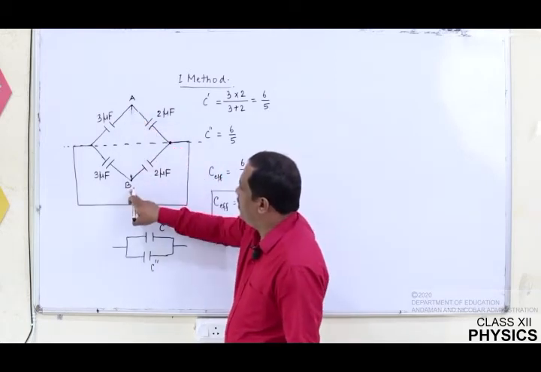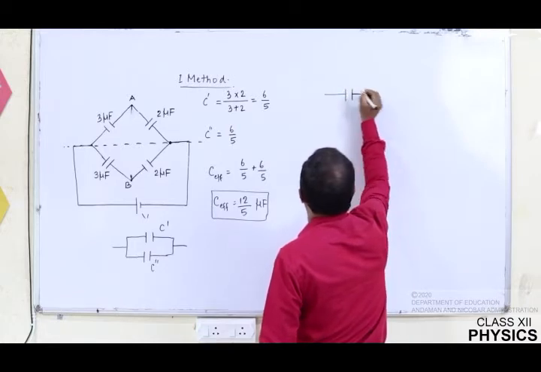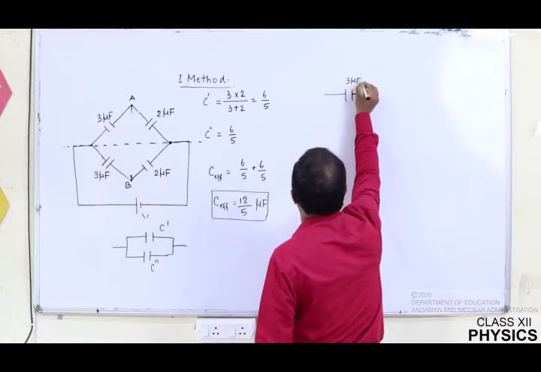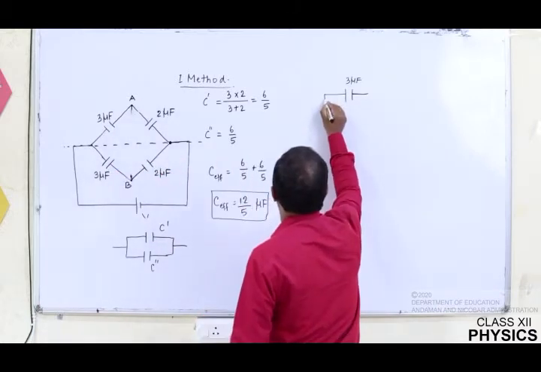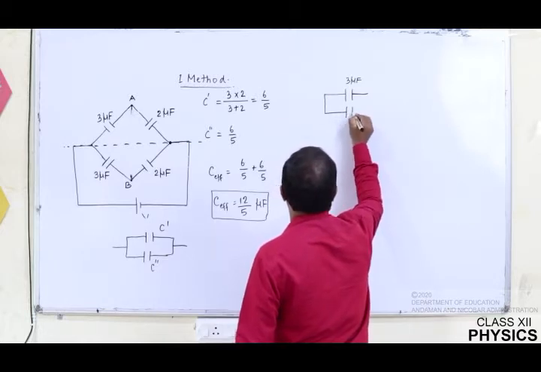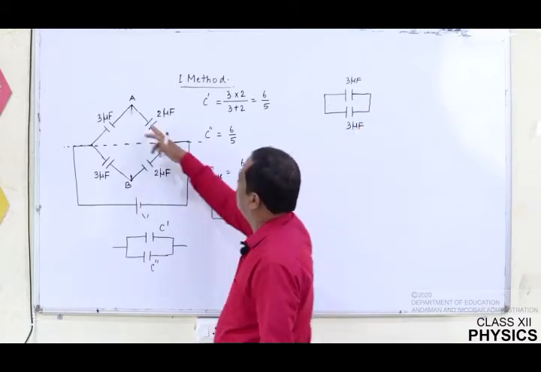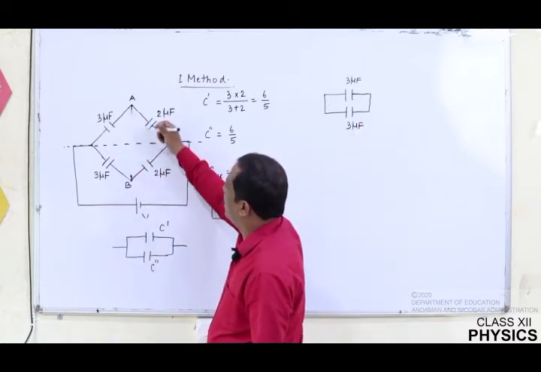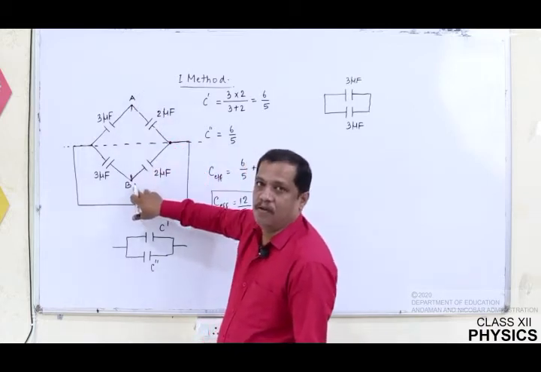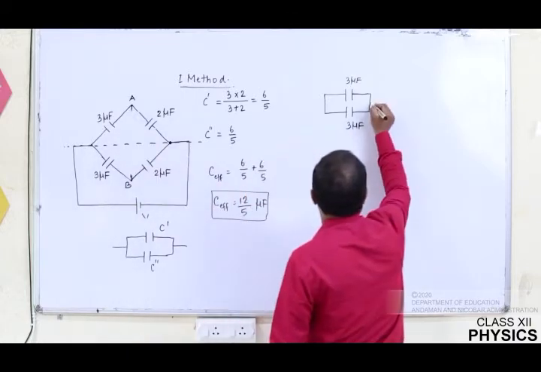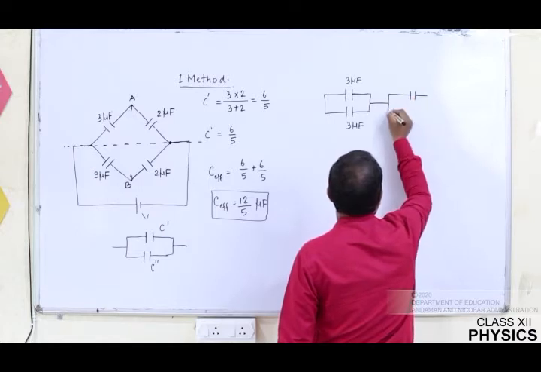See, when I join A and B, the top one is 3 microfarad. This is 3 microfarad. When I join this, this 3 microfarad is connected in parallel to this one, 3 microfarad, and 2 microfarad and 2 microfarad will be connected in parallel when I fold and join A and B together, because they are at the same potentials. So here 2 and 2 are connected in parallel.